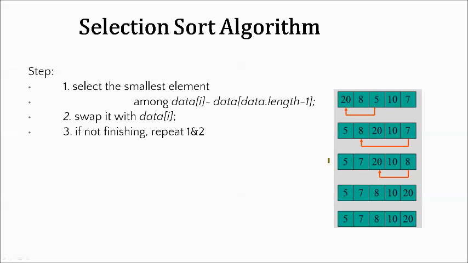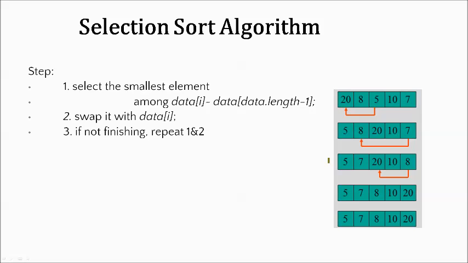Or the array, if you're going to compare it with array 0, array 1, array 2, array 3, and then array 4. So array 1, look for the smallest value. The smallest value now is 7. So swap 7 into the place of 8. Now, what is the next smallest value after 7? That is 8. So 8 will swap position with 20.